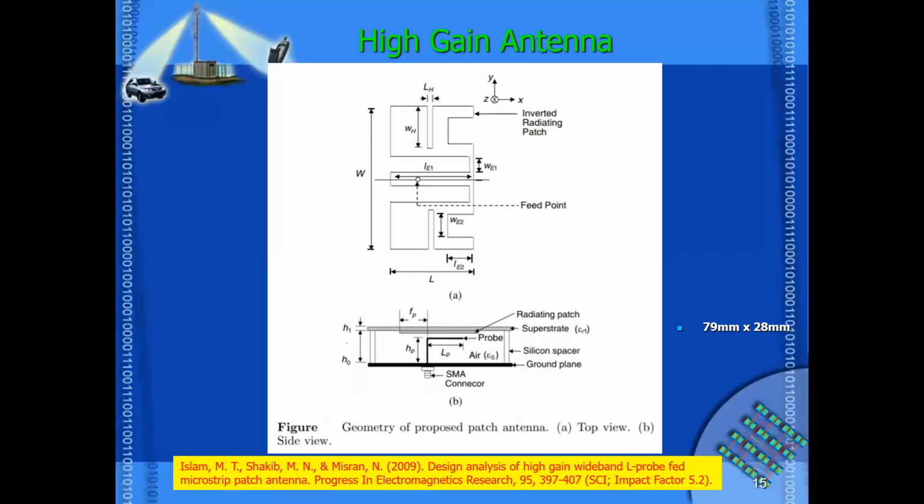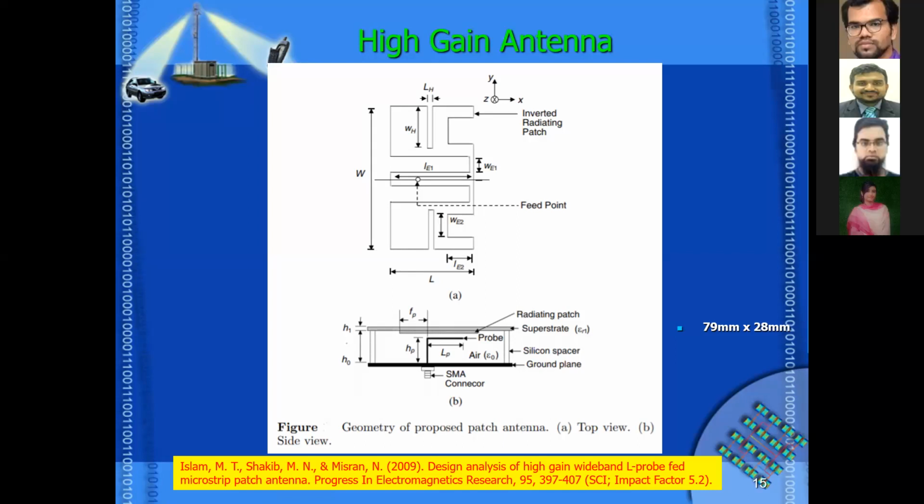Okay, good. So, high gain antennas. We developed this product in 2009. This is our high gain microstrip patch antenna with two layers: the patch itself is 79 millimeters by 29 millimeters, and we have the ground plane. We developed a triple E-shaped patch antenna with an L-probe feeding, designed in such a way that we can enhance the gain. Hence, we developed a gain-enhanced antenna.